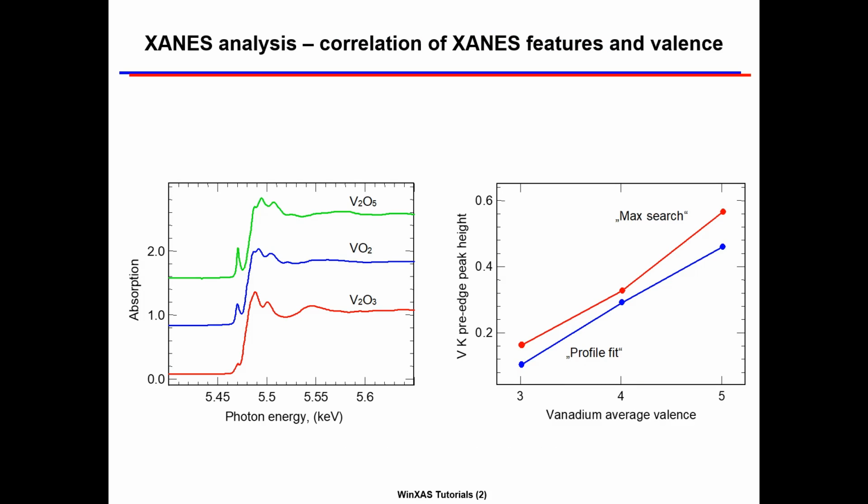Features in the XANES region like pre-edge peaks or edge position can be analyzed to determine geometry or average valence, as we have seen in the previous tutorial. Additionally, however, the whole XANES region can be used as a fingerprint to identify and eventually quantify the composition of mixtures of various chemical phases in a sample.